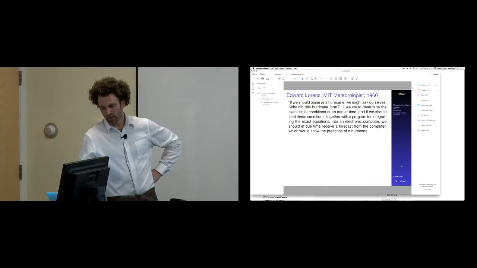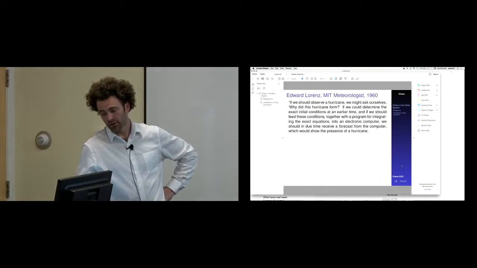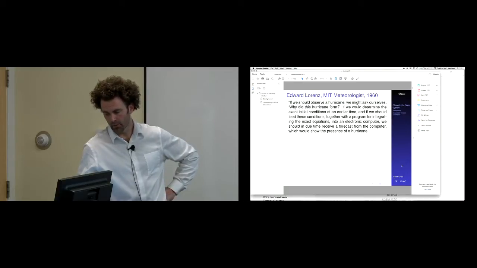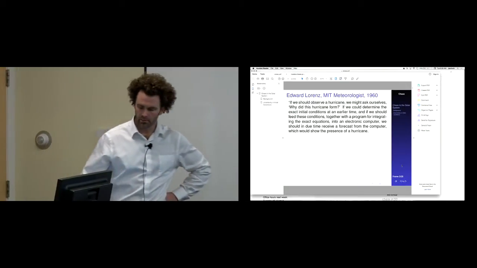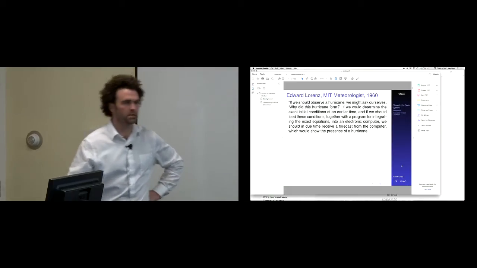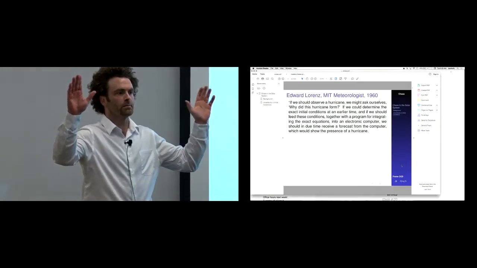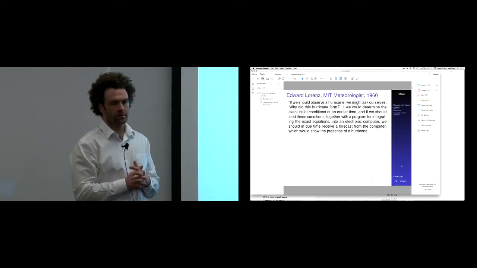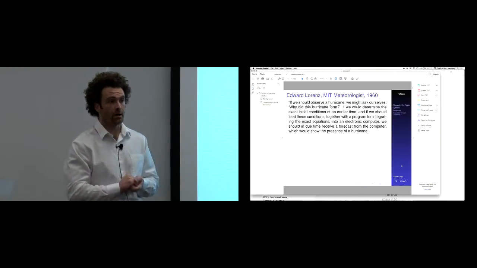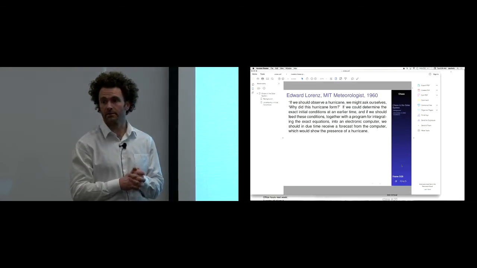If we should observe a hurricane, we might ask ourselves, why did this hurricane form? If we could determine the exact initial conditions at an earlier time, and if we should feed these conditions together with a program for integrating the exact equations into an electronic computer, we should in due time receive a forecast from the computer which would show the presence of a hurricane. So we're imagining the possibility that we had a perfect computer and exact knowledge of what the state of the atmosphere was like. These are things that we're not quite there yet, but we're getting there. This forecast of Sandy was good about 8 days in advance for its position.